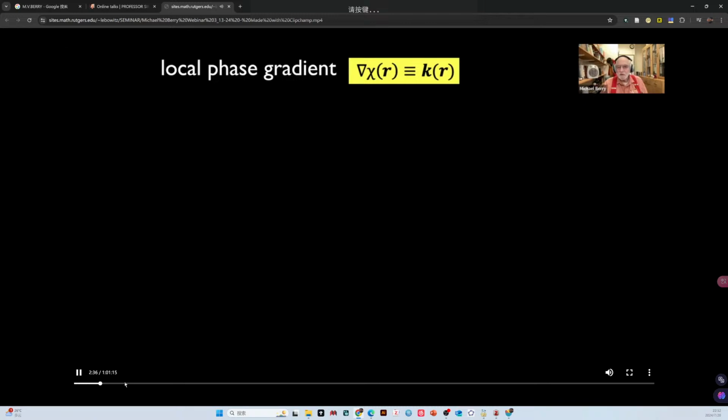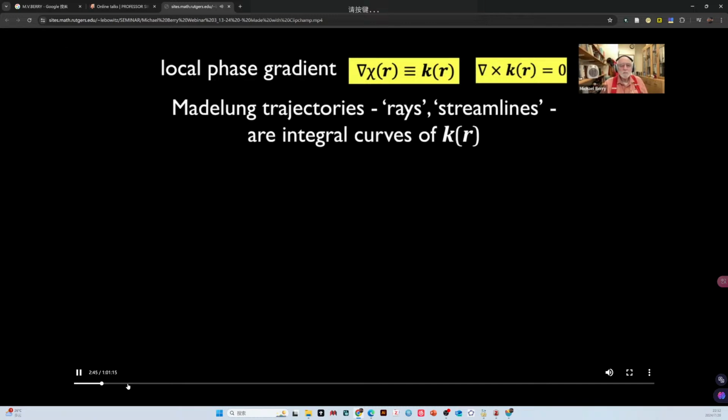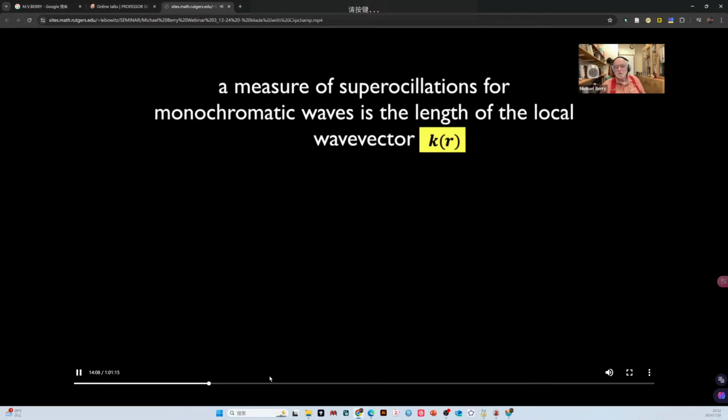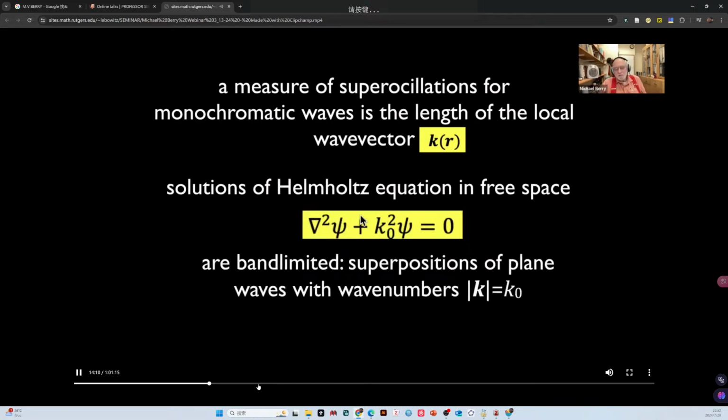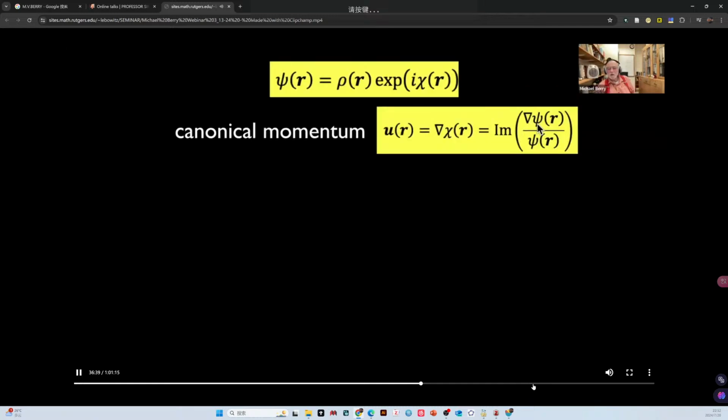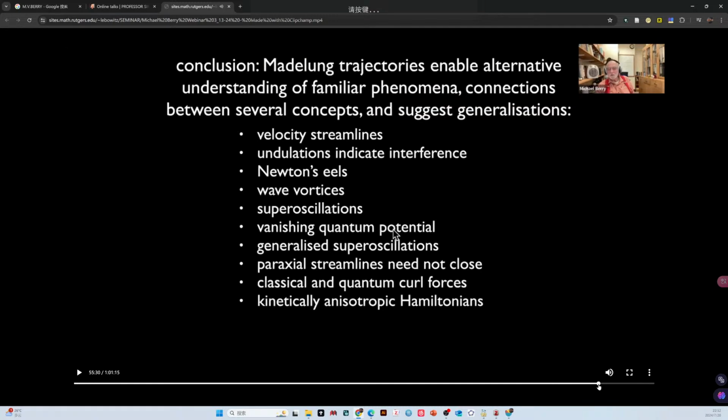Important is the local phase gradient. You can think of this as the local wave vector. It's curl-free because it's the gradient of something. The little wave vector. And, well, for the Helmholtz equation in free space, it is in the literature in engineering in the 20s. Vanishing quantity.